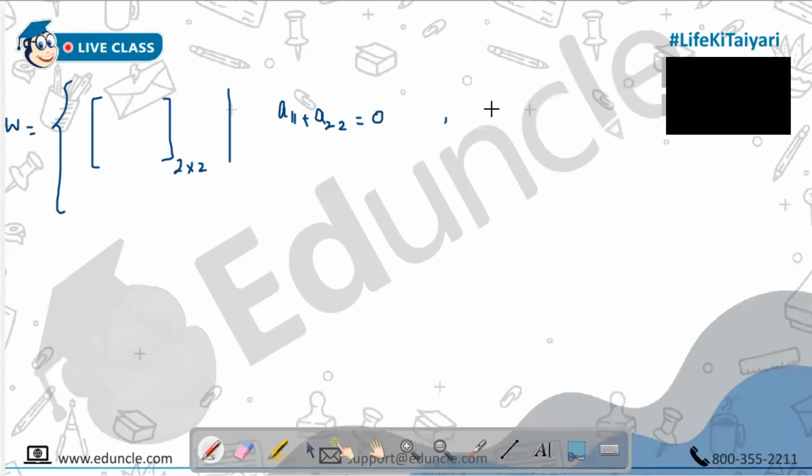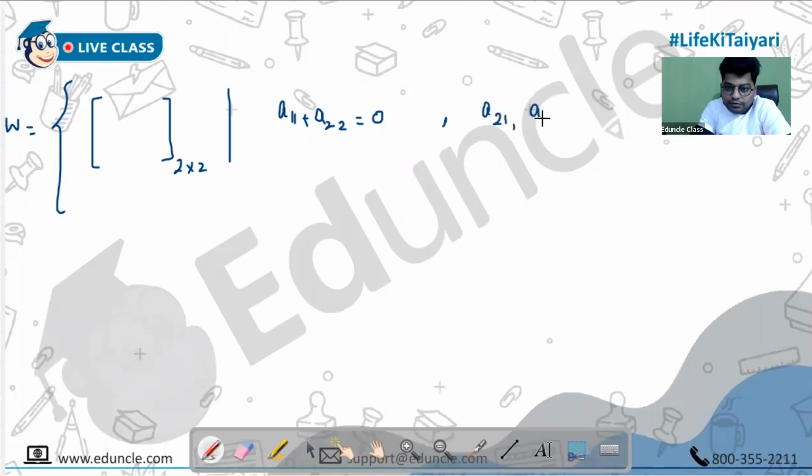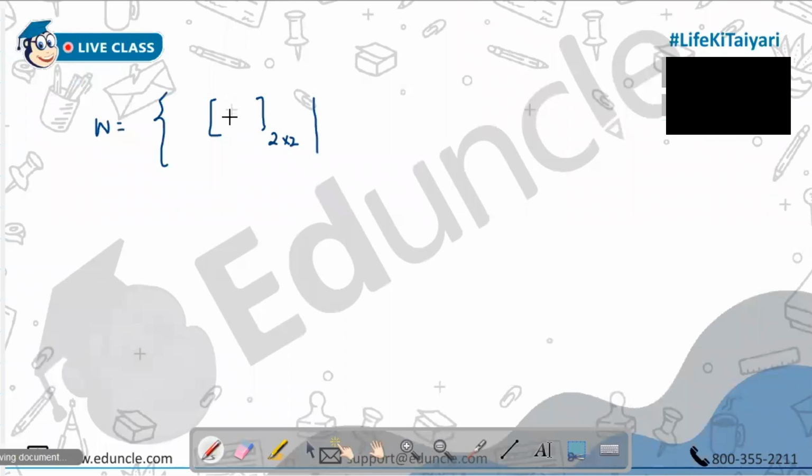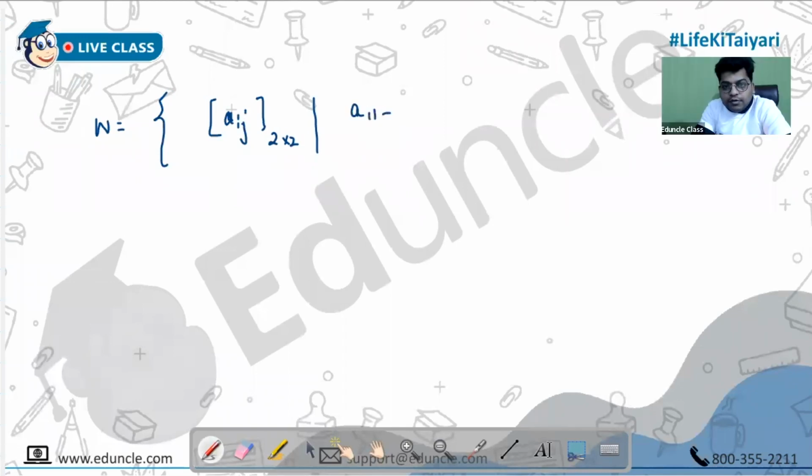So do I have to check closure with respect to addition? A21 and A12, basically all are complex numbers. So I can write here: W is the set of all 2 cross 2 matrices Aij such that A11 plus A22 is 0 and Aij belongs to the complex numbers.